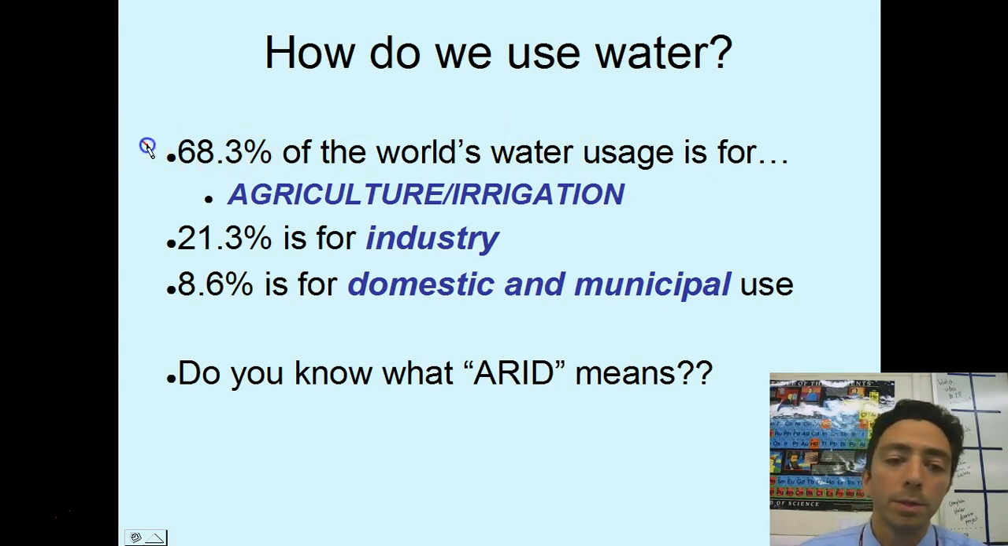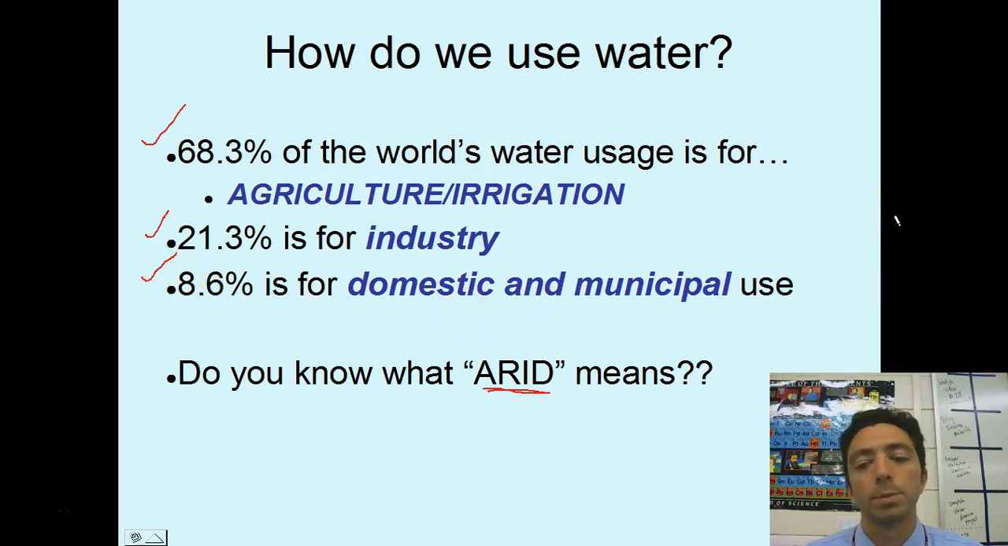What do we use water for? So the bulk of our water is used for agriculture, mainly irrigating, keeping crops alive, especially in arid regions where there's not enough water to support plant life. The bulk of the rest of it is used for industry, things like creating wood products, power generation, metal production, that kind of stuff. And then the remaining part is domestic and municipal use, things like brushing your teeth, flushing the toilet, taking a shower. That would fall under municipal use.